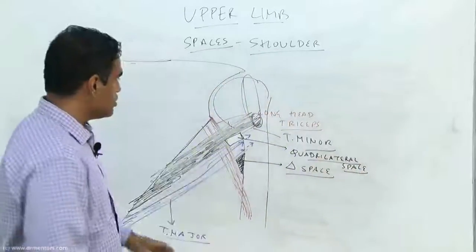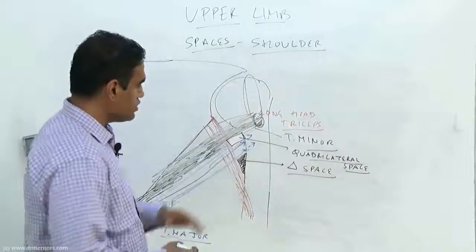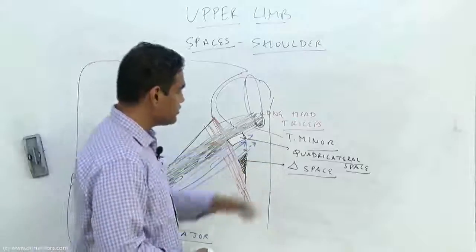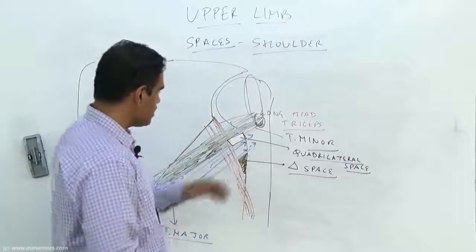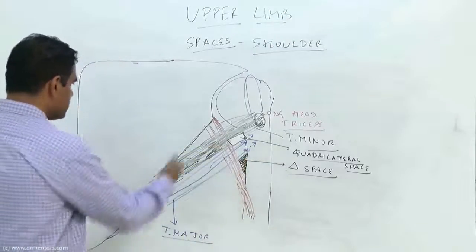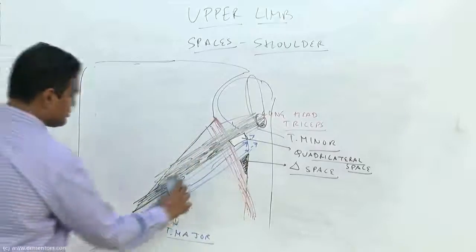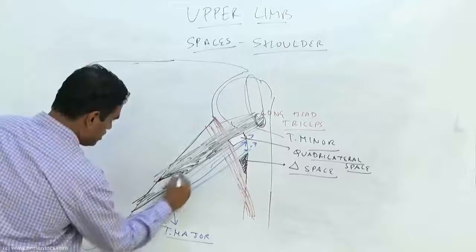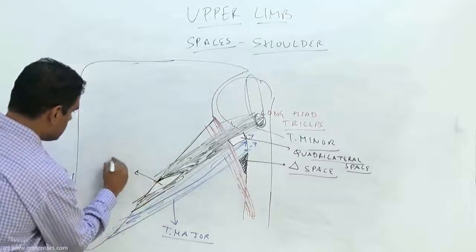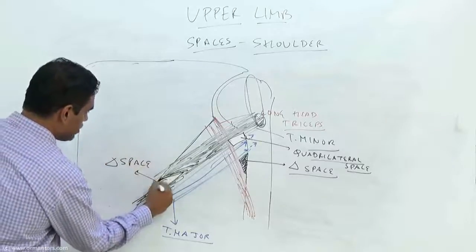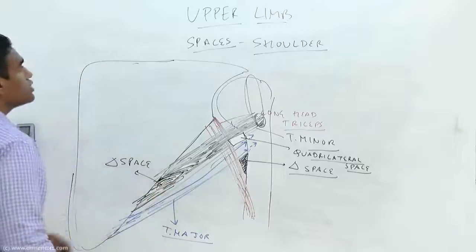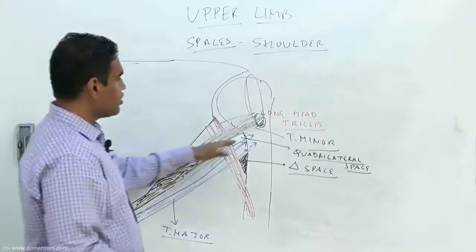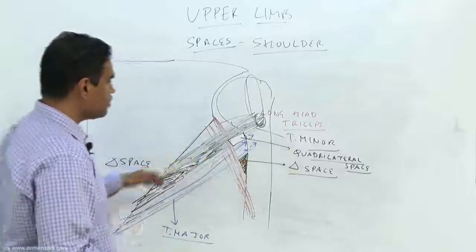So here is one quadrangular or quadrilateral space. Then we have a triangular space over here. Then as we lift this teres minor over teres major, another space develops over here. This is another triangular space. So the spaces around the shoulder region: we have a quadrangular or quadrilateral space, and we have two triangular spaces.